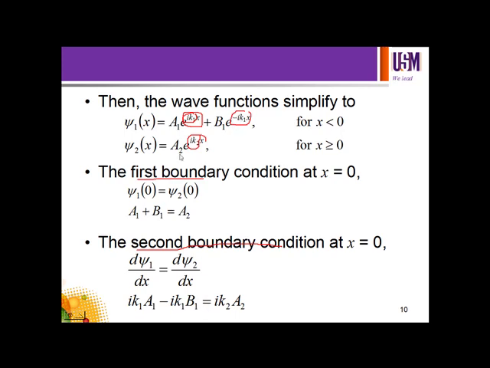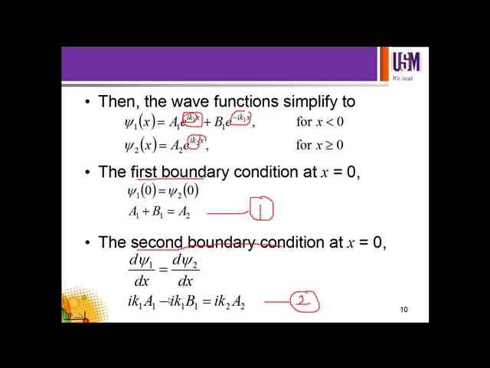This must be equal for the second wave function I k2 a2. Now we have two equations. This is 1, this is 2. Okay, can we solve these two equations? Apparently cannot. Why? Because we have three unknowns, but we have only two equations.